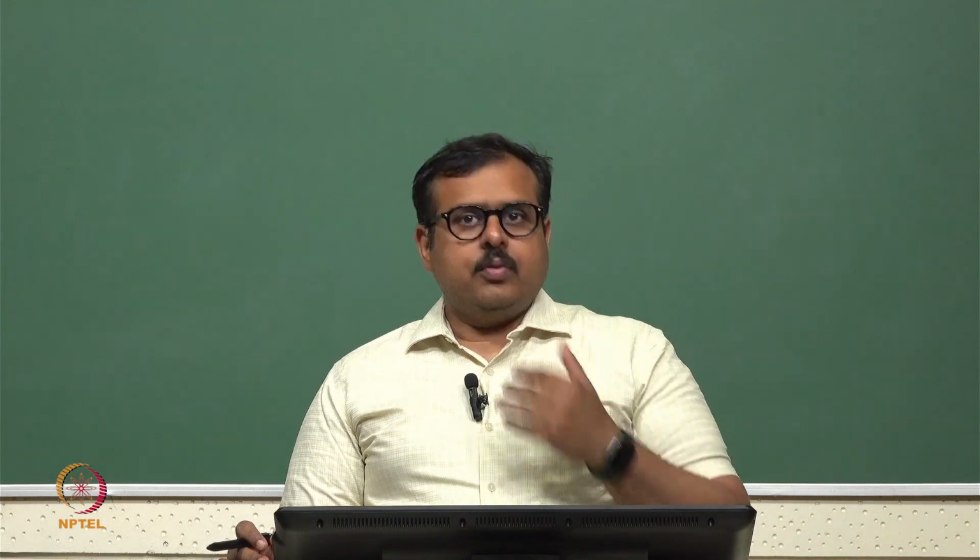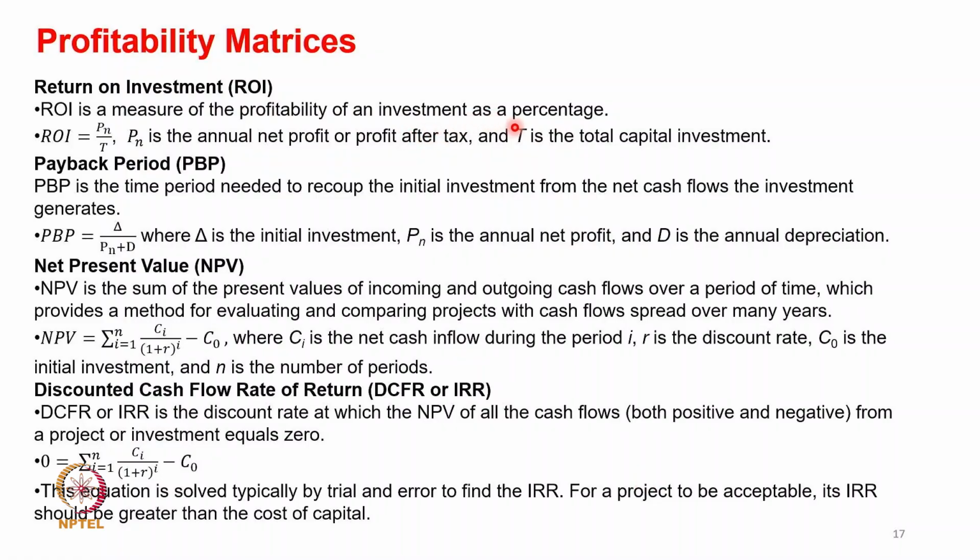So now let's look at some of the profitability metrics so that we can quantify the entire operation. You have return on investment, which is a measure of the profitability of the investment as a percentage. It is typically computed as the ratio of Pn by T, where Pn is the annual net profit and T is the total capital investment. Then there is this concept of payback period. Payback period is the time needed to recoup the initial investment from the net cash flows the investment generates. So PBP is equal to delta divided by (Pn plus D), where Pn is the annual net profit, D is the annual depreciation, and delta is the initial investment.